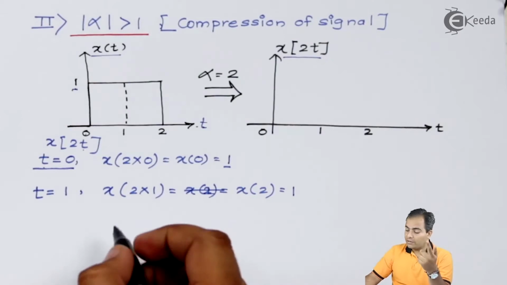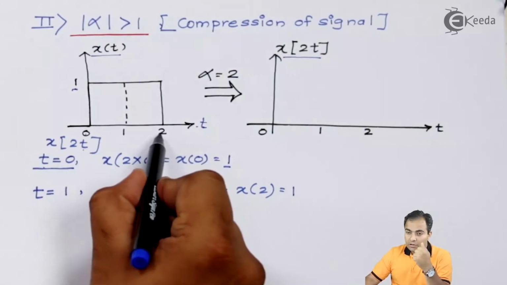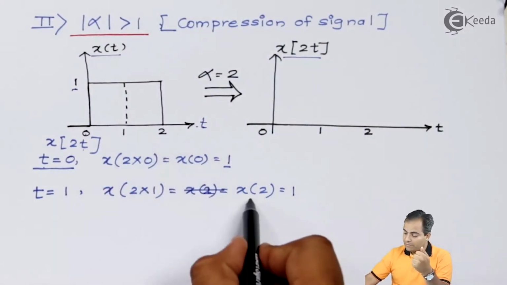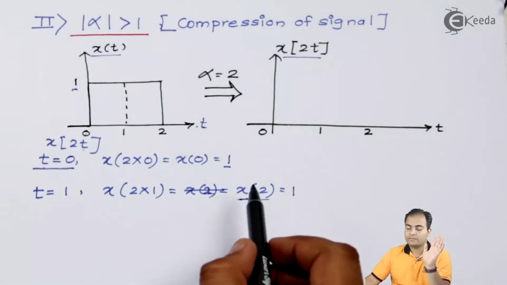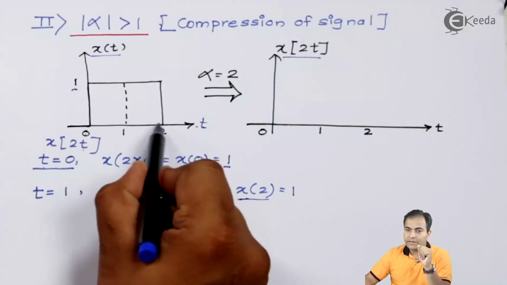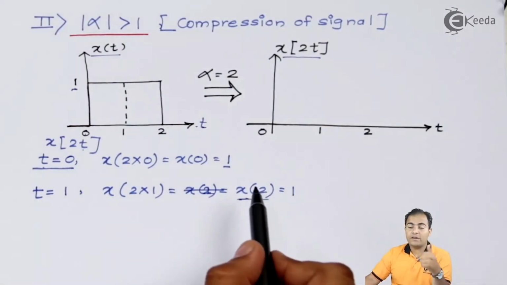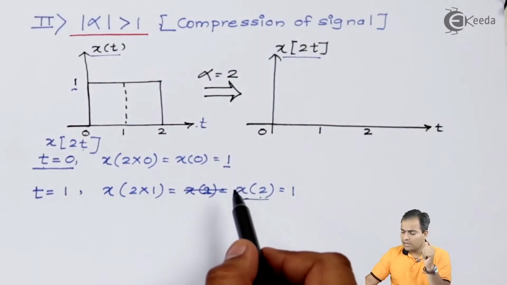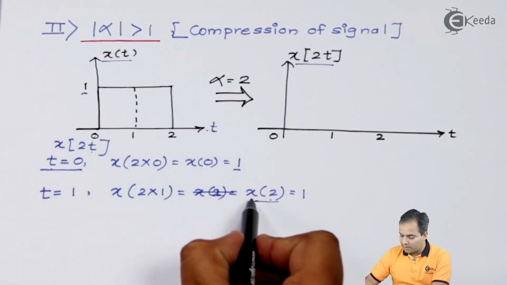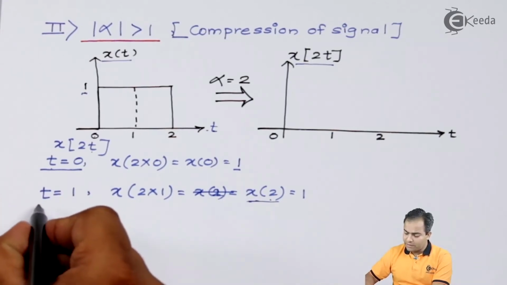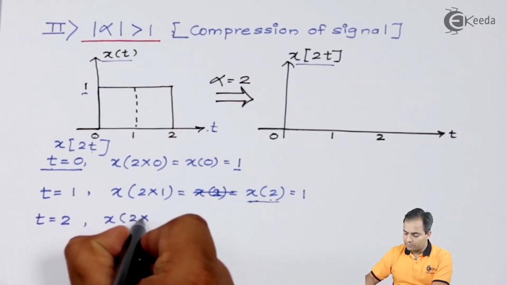Till how much value do we have to do this? Until this 2 occurs. Now we have already calculated the x of 2 value, which means we have to stop here. Until this value 2 comes at the time instants, we have to perform these iterations or time scaling operation. Now, as I said, we have to stop here. Why do we have to stop here? Because if I substitute the next value for t, that is t equals 2, then what will you get? X of 2.